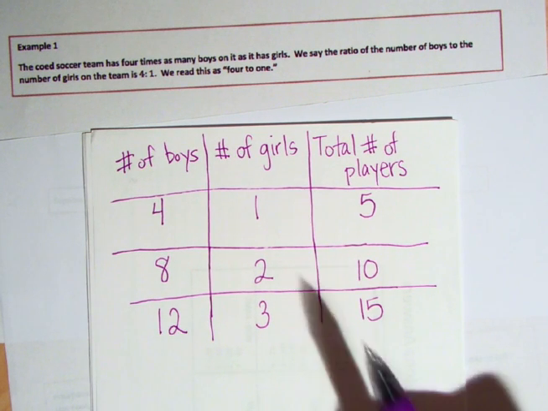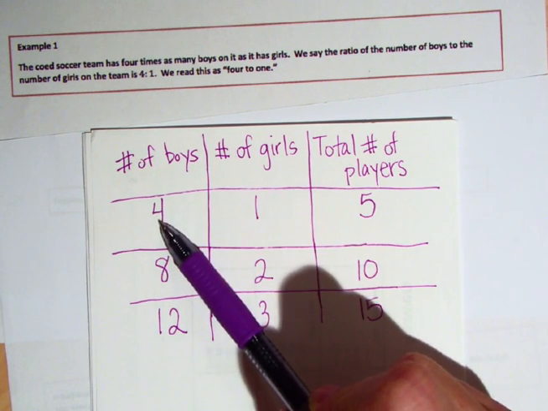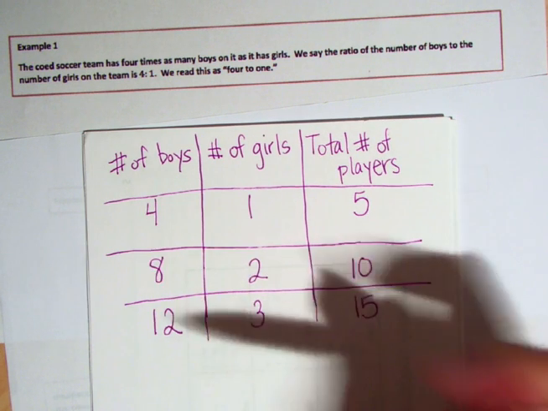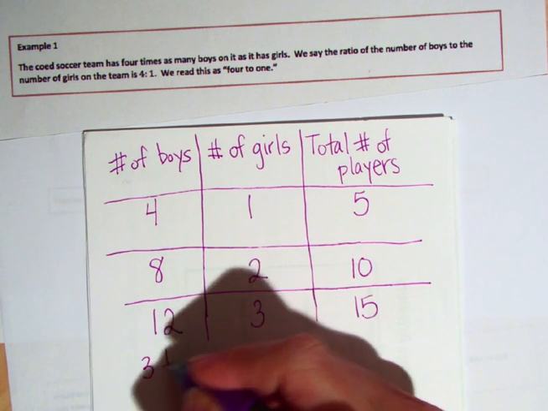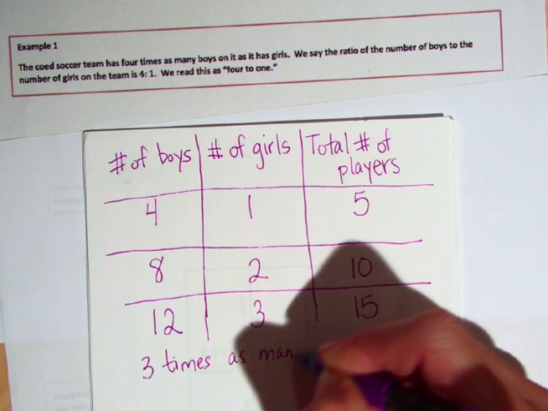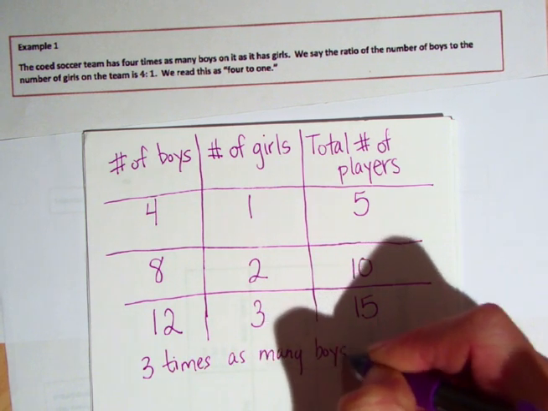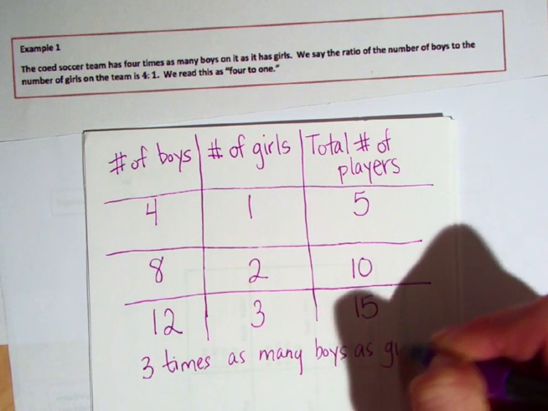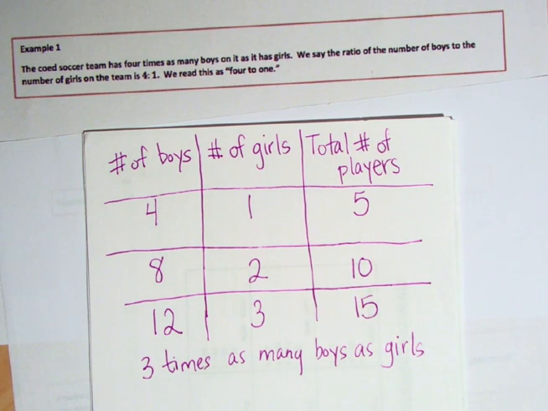Now I can say, using my table of ratios, that there are 3 times, I'm going to put it down here, 3 times as many boys as girls. This is how we verbalize that ratio. 3 times as many boys as girls.